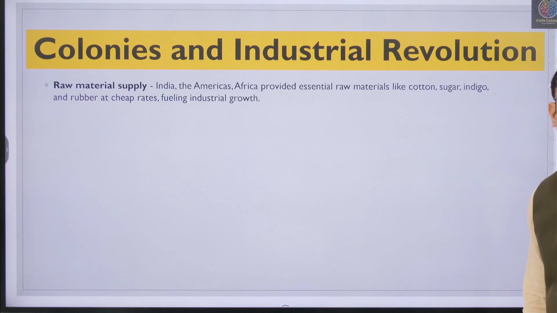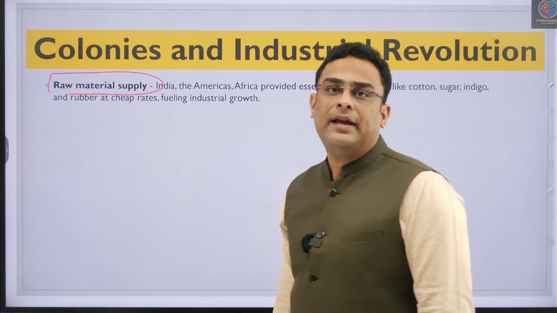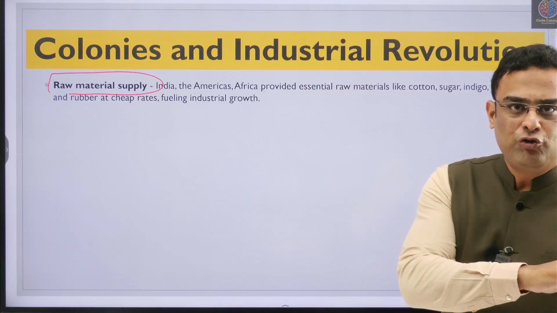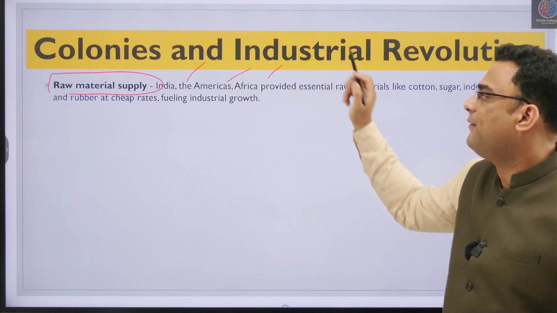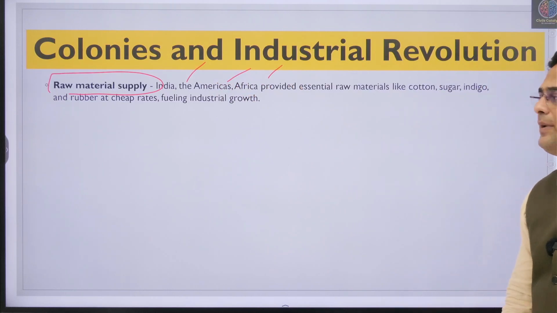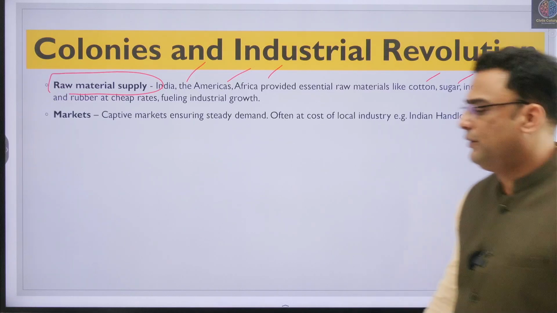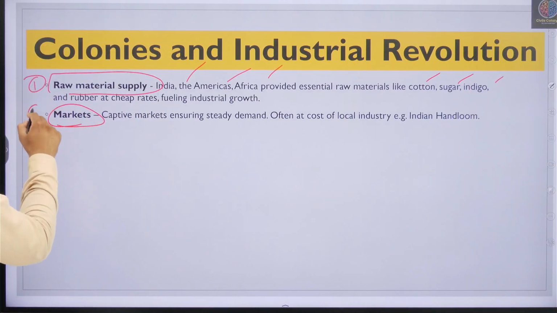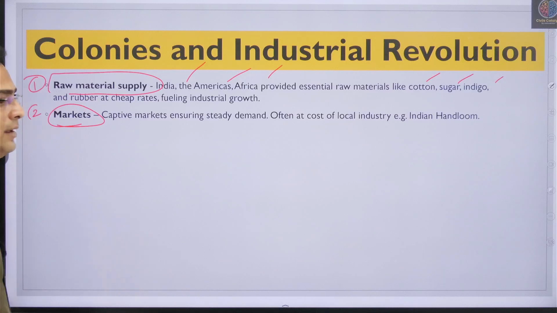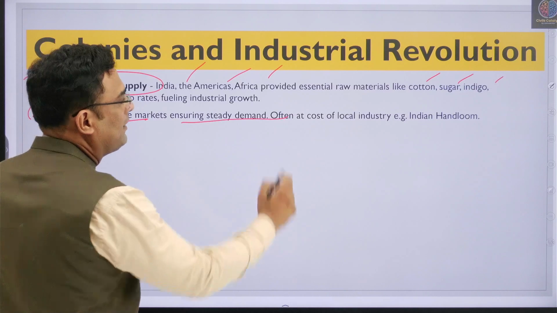Colonies were used for supply of raw material basically. When Europe was going through industrial revolution, they needed constant supply of raw material. So India, Americas, Africa, they were just used for supply of cotton, sugar, indigo, rubber at cheap rate. And apart from this, market. So ये दो factors we must always remember: supplier of raw material and markets. Okay? Captive markets ensuring steady demand.